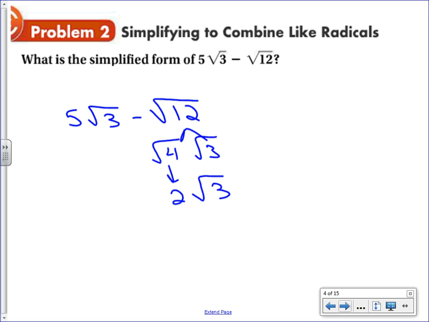All right, so in other words, I'm going to be taking 5 square root of 3, subtracting 2 square root of 3. Now let's check to see if I can subtract those. Since my inside numbers are the same, I can subtract. 5 minus 2 would give me 3 square root of 3.